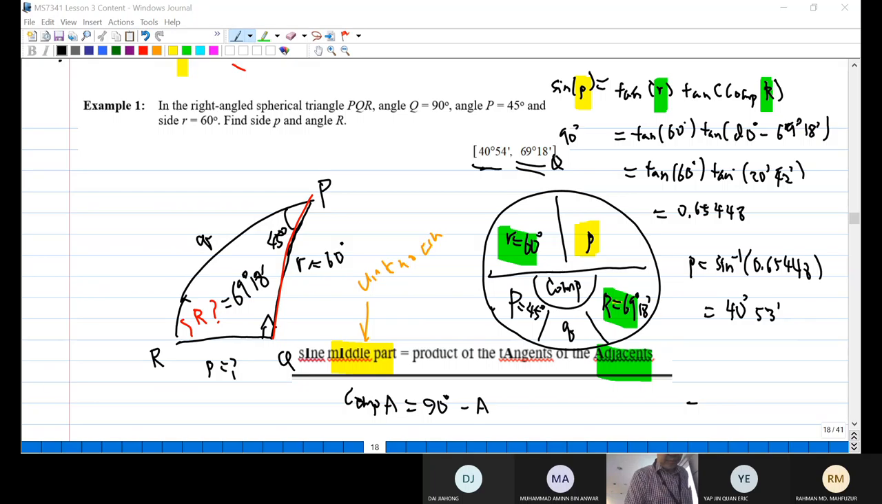Okay, so here. I can WhatsApp this to you. Example one, how to apply Napier's rule. Okay, so I managed to work out example one, right? Then you'll do example two tomorrow. So I think it's about time to stop already.